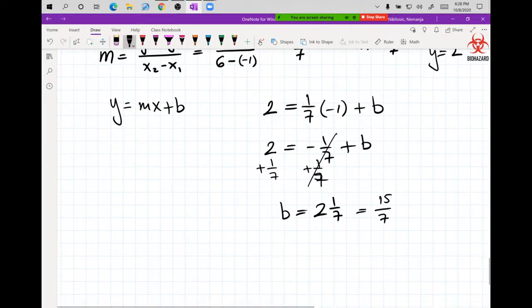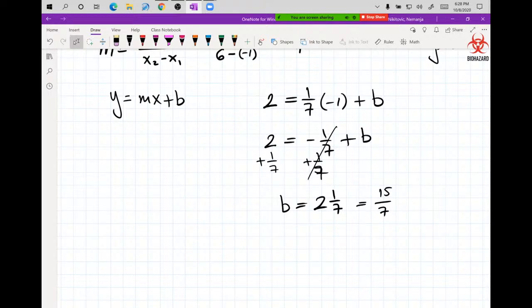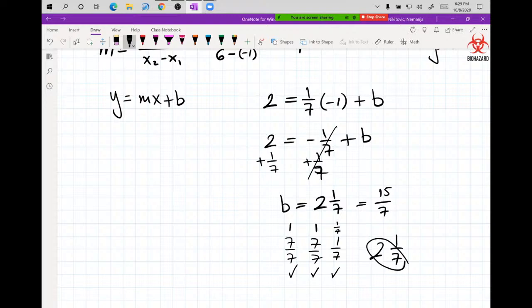Or you can say I have 2 whole units of 7s. So I have 7 over 7 and another 7 over 7 and then 1 over 7 in addition. That's altogether 15. This is 1, this is 1, this is 1 over 7. 1 plus 1 is 2 and a 1/7. So 14 plus 1 is 15. Some of you know the trick: to multiply these two numbers, you get 14, and then you add 1 and get 15. So whatever way you know to convert from mixed numbers, we just need that 15 over 7 there.